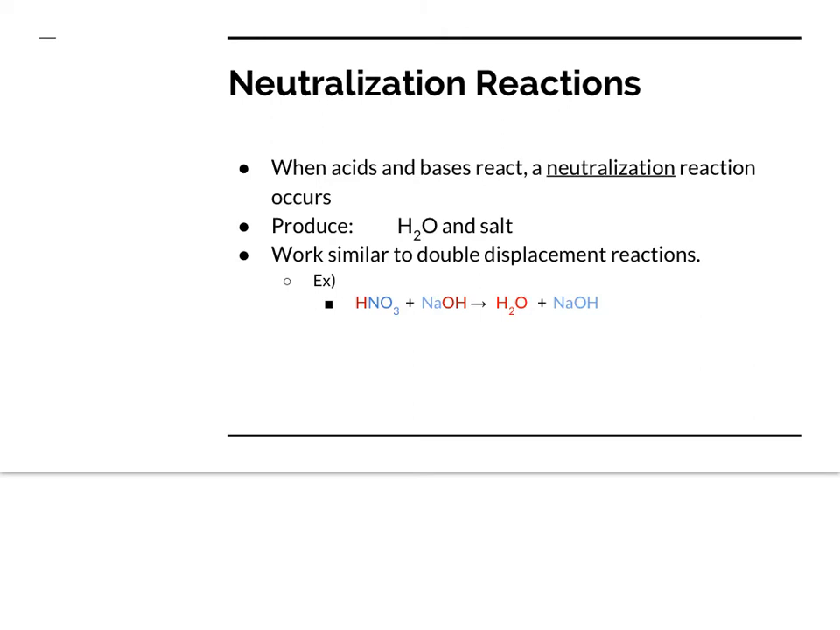So if we look at the example here, you can see we start with our acid, HNO3. Again, we can tell that it's an acid because it has that acidic hydrogen, or that hydrogen at the beginning of the formula. And we have our base, NaOH. Again, we can tell that it is a base because it ends in that OH, or that hydroxide ion.